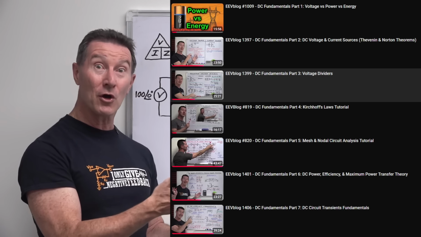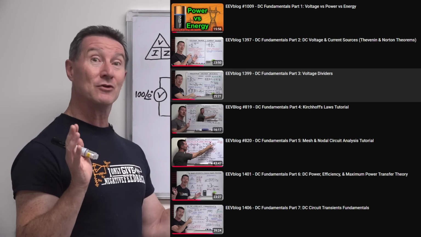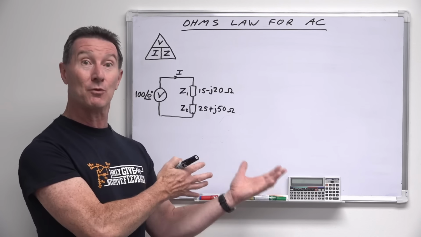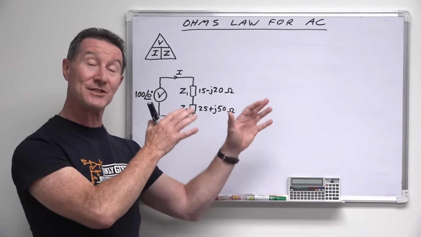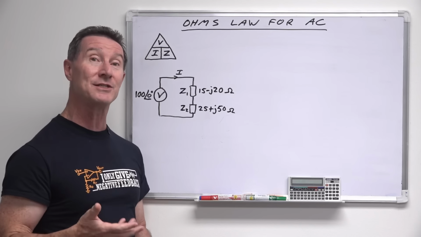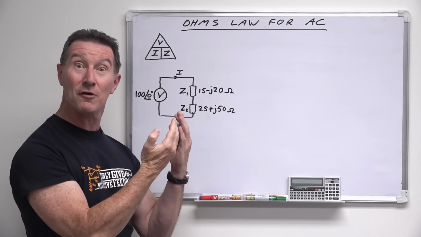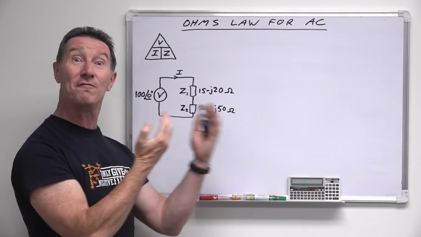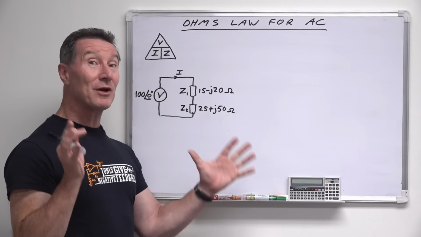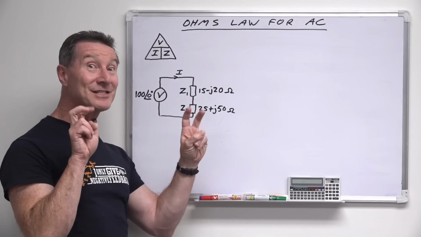We learned Ohm's law, Kirchhoff's law, node and mesh analysis, superposition theorem, and all that good stuff that we used for DC. It actually is identical for AC, except we're using complex math instead of real math like we did in DC, because in DC there is no phase difference between the voltage and the current, whereas in AC there is. And I'm not kidding when I say it's exactly the same as DC. Let's take a look at AC Ohm's law.